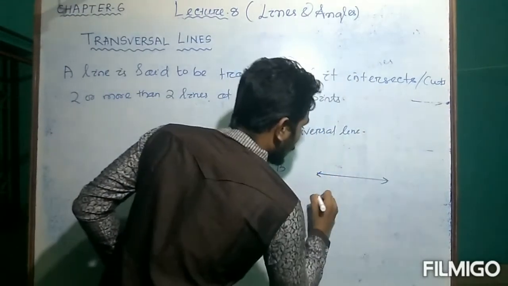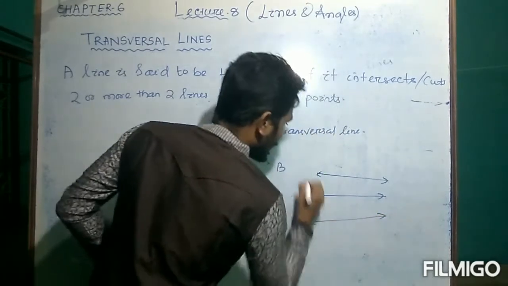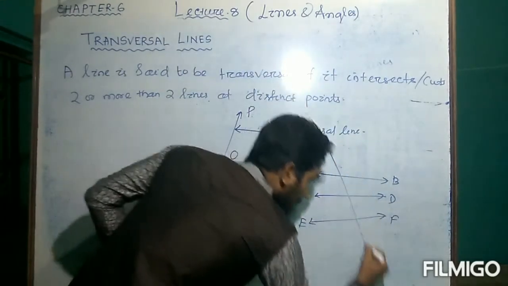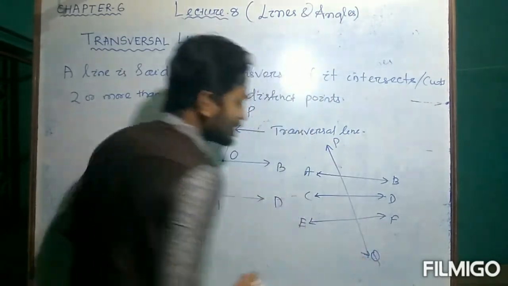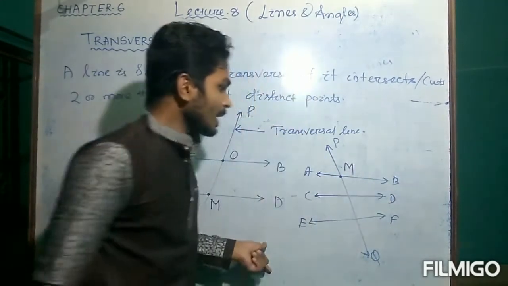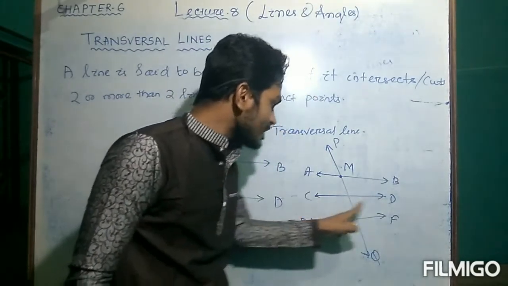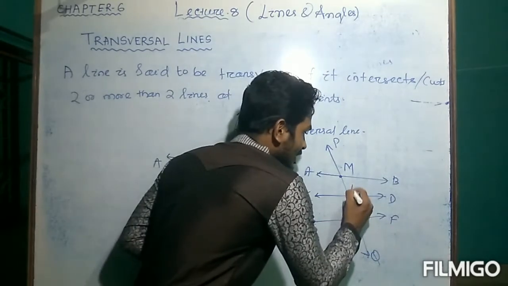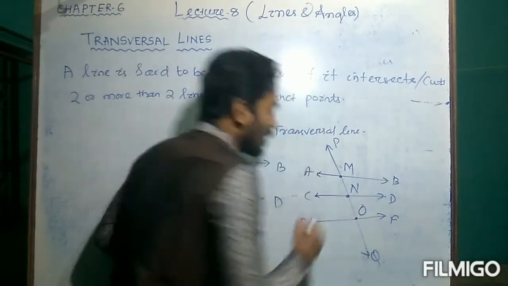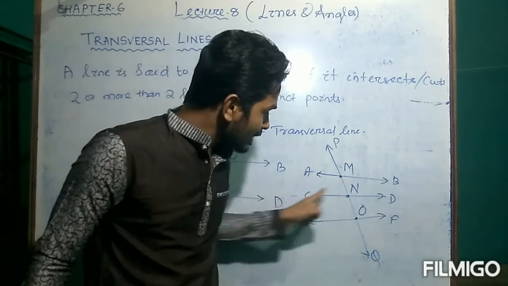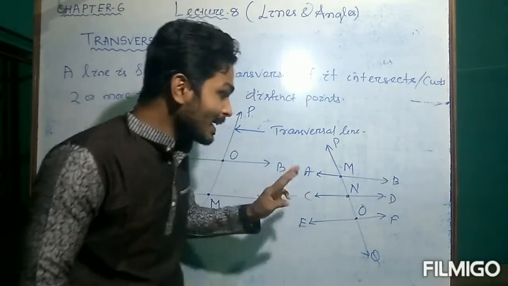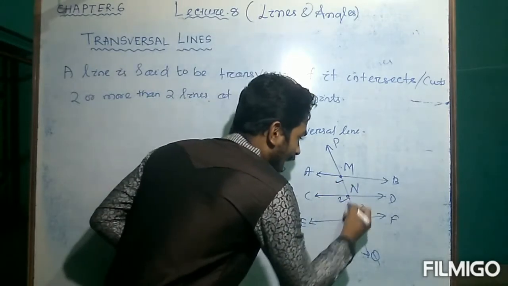Another example. Suppose there are three lines, 1, 2 and 3: AB, CD, EF. You draw another line PQ. Now you see the line PQ intersects the line AB at a point, suppose this point is M. Now this line PQ again intersects the line CD at another point, suppose this is N. This line PQ again intersects the line EF at another point, suppose this is O. Hence you find the line PQ intersects the lines AB, CD and EF at three distinct points, not the same point. You have to remember it, three distinct points. What are the points? M, N and O.